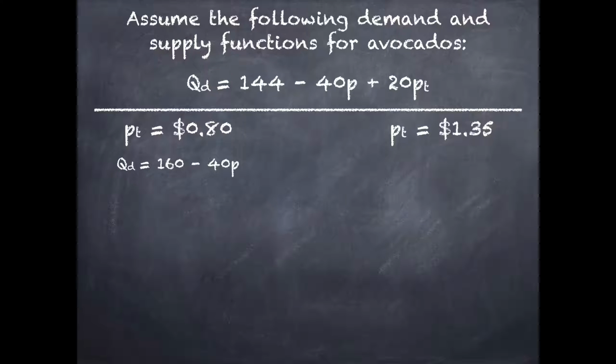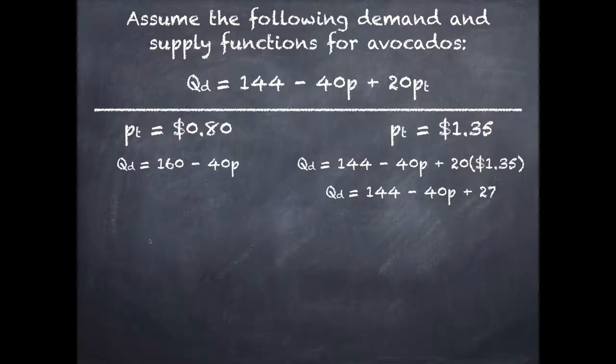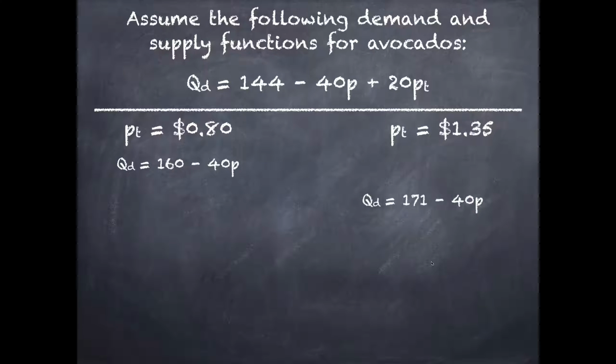And we'll do the same thing when the price of tomatoes is equal to $1.35. So we stick the $1.35 into our demand function for the price of tomatoes. So 20 times 1.35 gives us 27. And when we solve that down, we get that QD is equal to 170 minus 40p.